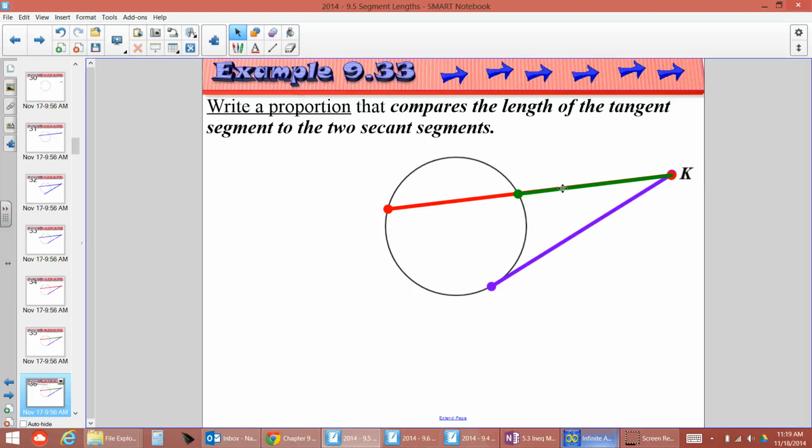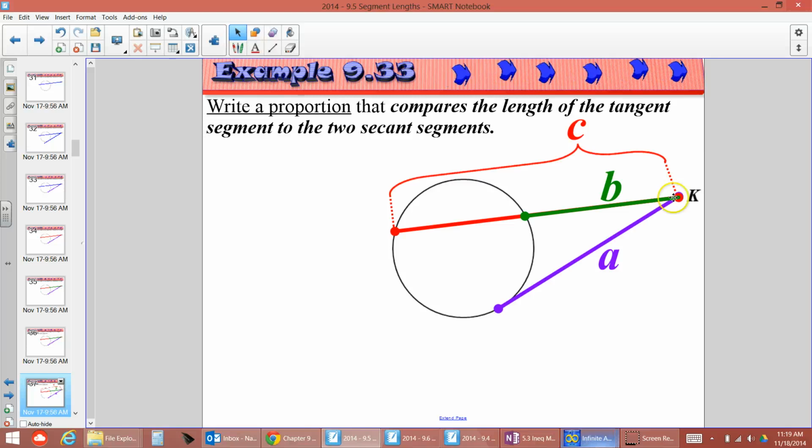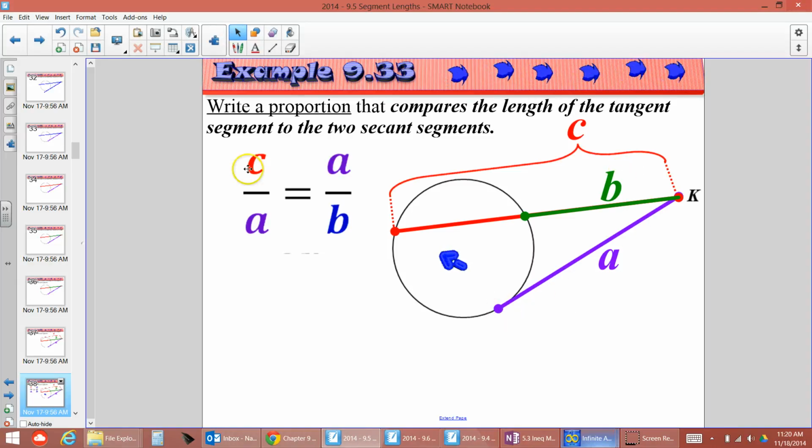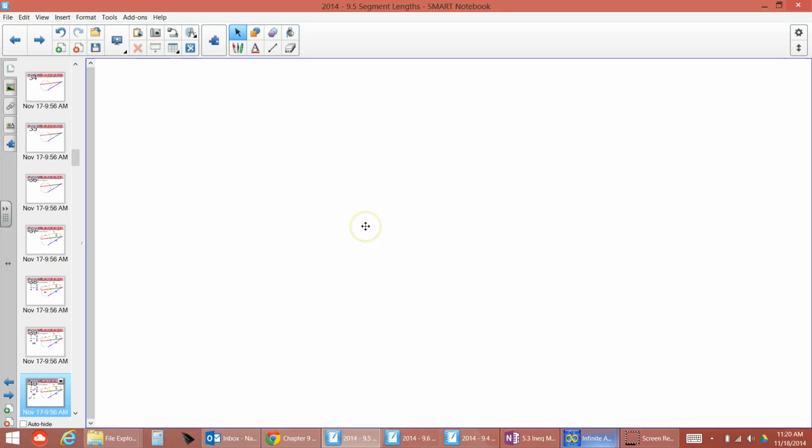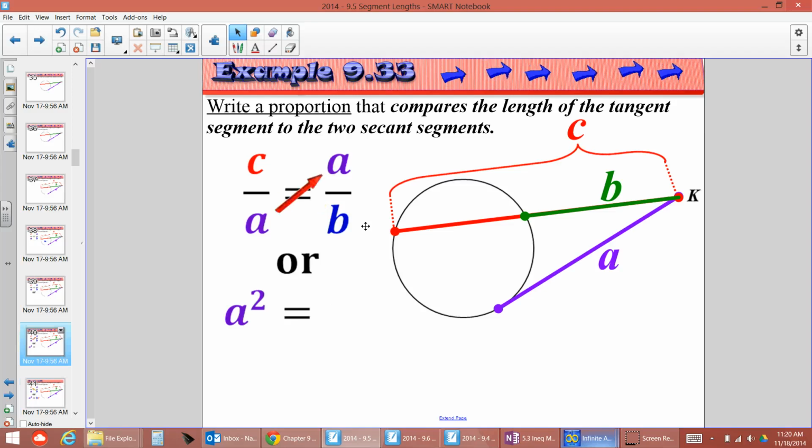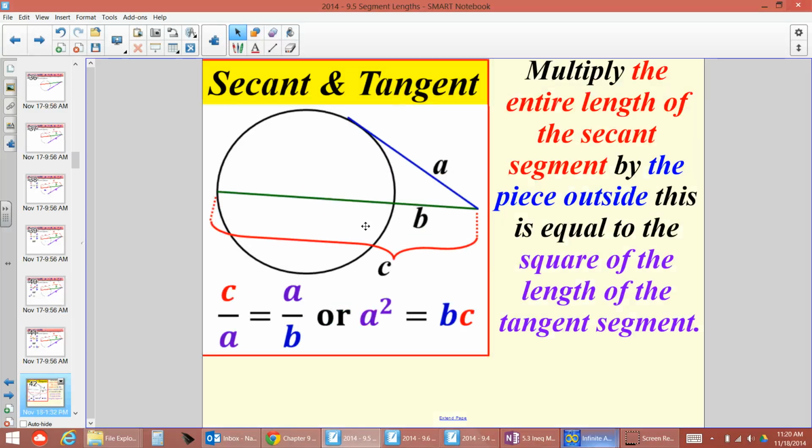So the reason why I got this in multicolors is so you can see the different proportions. But if you don't have multiple colors on your notes, that's fine. Just label it like this. We're going to say this entire secant is C. This little part of the secant is B, and the tangent is labeled as A. When we write out the proportion, the whole thing over the whole thing, that gives us C over A. Then we do the tangent over the part, we get A over B. Then when we cross multiply, we end up with A squared equals BC. Put this in your notes so that you can get free points, extra credit points.